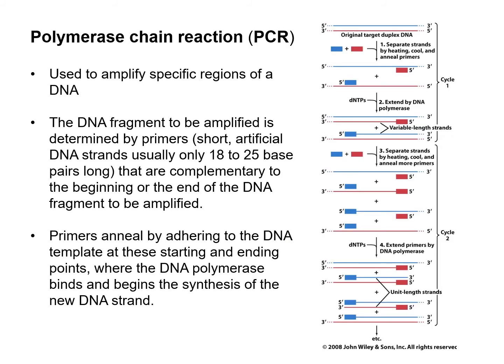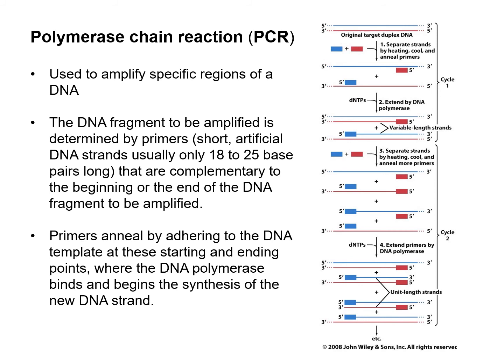Polymerase chain reaction, or PCR, is such an important and crucial tool that is used every day in biological research. And also, an upgraded version of this PCR is used for testing the coronavirus. So this PCR is used to amplify specific regions of DNA by putting in the DNA fragments that you're interested in amplifying, and also primers, which are short artificial DNA strands, usually only about 20 base pairs long or so, and they have complementary sequence to the beginning and end of the DNA fragments to be amplified.